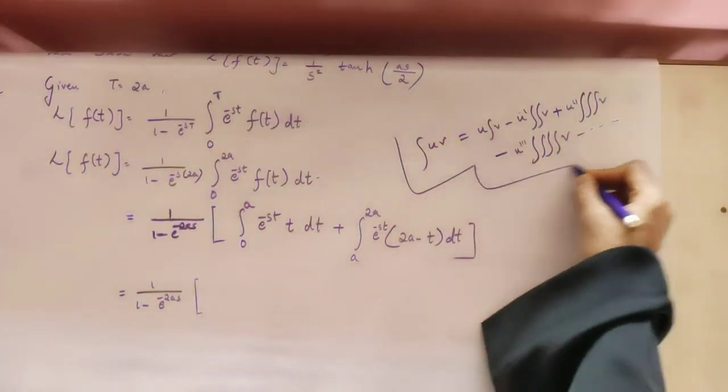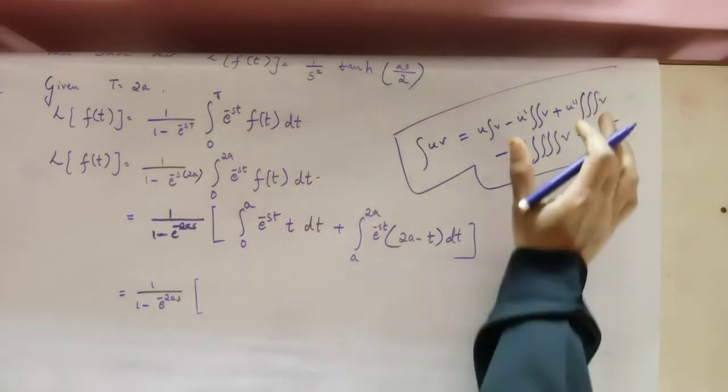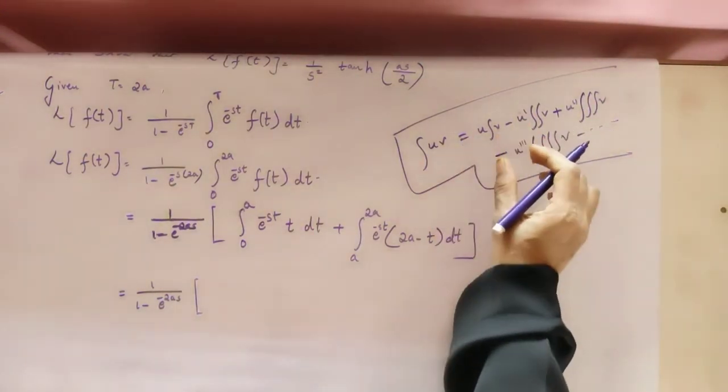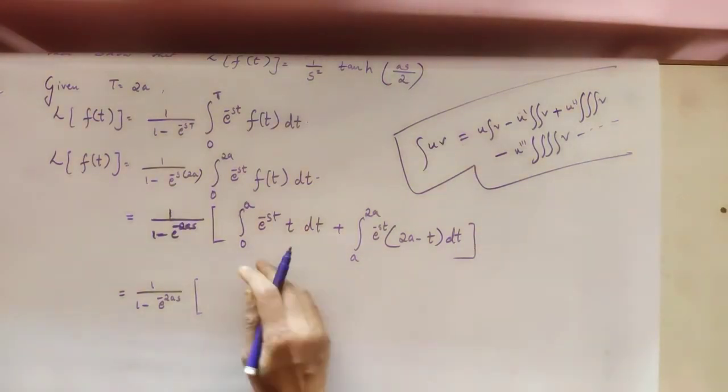In short, I have written it here. If you have not understood, you can just refer to the previous session. There also it will be clear. Okay. Now, you have to select your u in such a way that after a certain number of derivatives it should vanish.